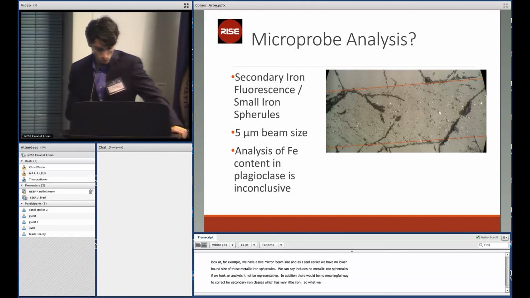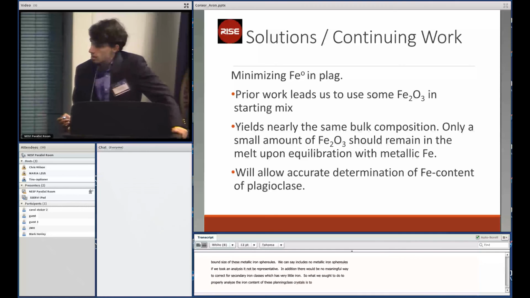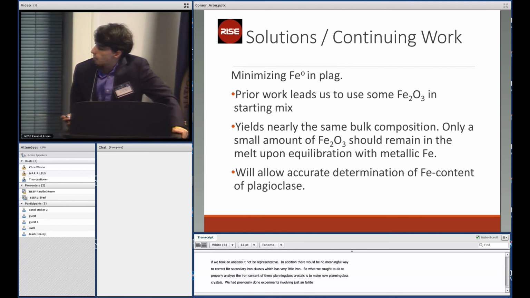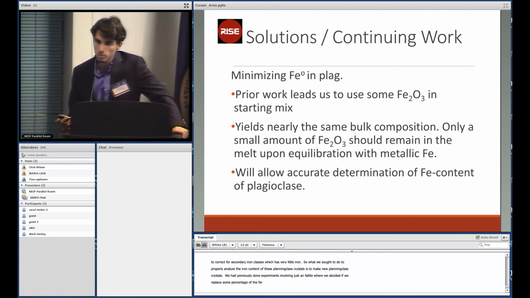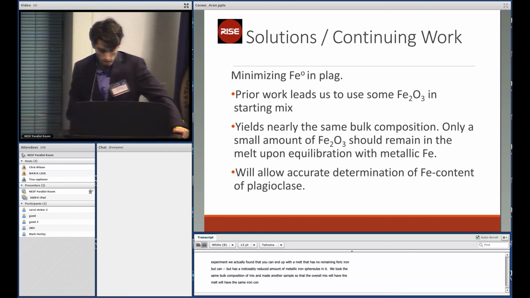So what we sought to do to properly analyze the iron content of these plagioclase crystals is actually to make new plagioclase crystals. We had previously done experiments involving just an anorthite plus plagioclase composition melt, where we decided to replace some percentage of the ferrous iron of our mix with ferric iron, Fe2+ with Fe3+, and then do the same experiment. We actually found that you can end up with a melt that has no remaining ferric iron but has a noticeably reduced amount of metallic iron spherules in it. And so what we did is we took the same bulk composition of mix and made another sample so that the overall mix and the melt will have the same iron content, the same mole percentage of iron ions, but that would feasibly have fewer metallic iron spherules.